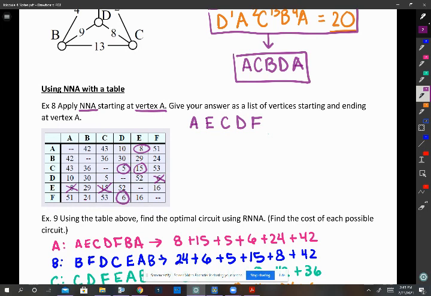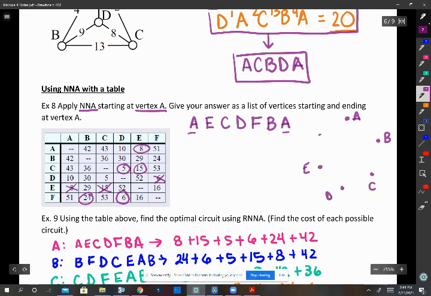And so from F to B, the only place I can go is 24. And then I have to go back to A because I always have to make a circuit. And so from B, I have to go back to A. And so this would be the list of vertices starting and ending with vertex A, making sure that I visited everybody. I can do that a couple different ways. That's one option.